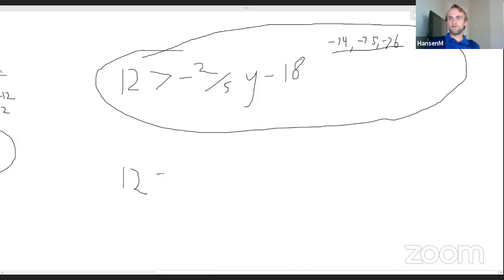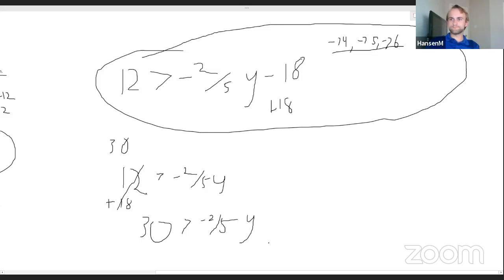So we're going to do 12 is greater than -2/5 y. We're going to add 18 to both sides. So I'm going to add 18 and cancel this out. Add 18, we're going to get 30. So we're going to get 30 is greater than -2/5 y.